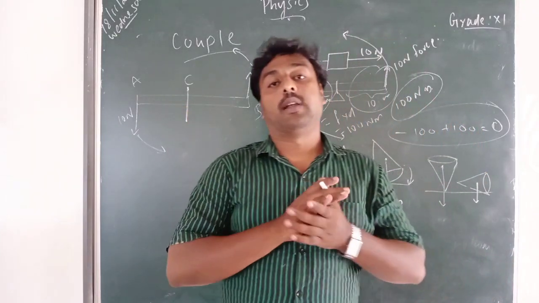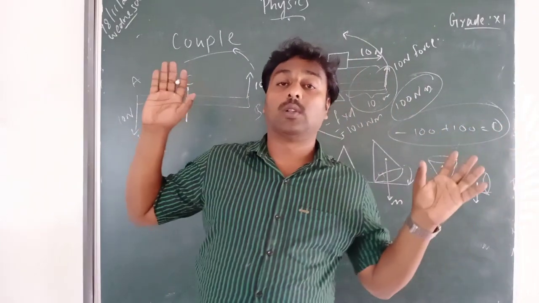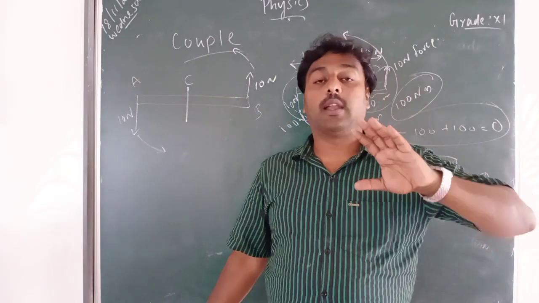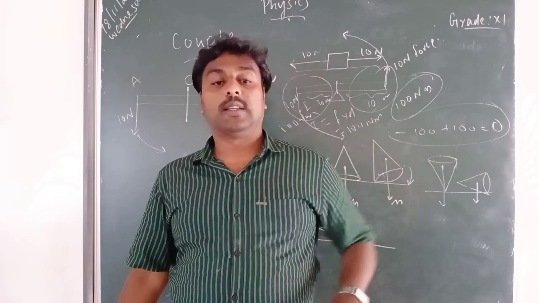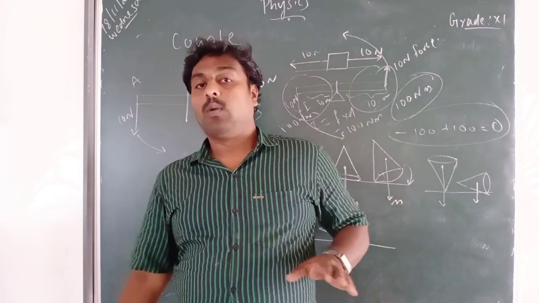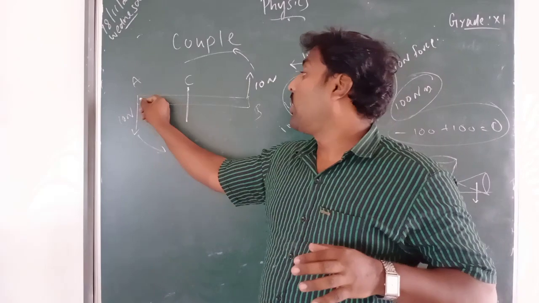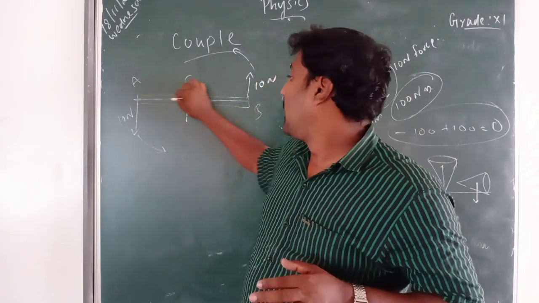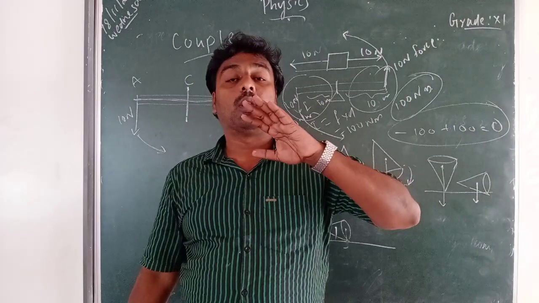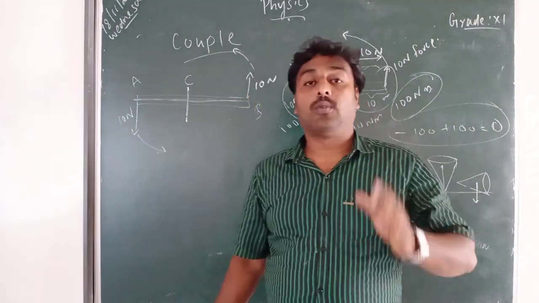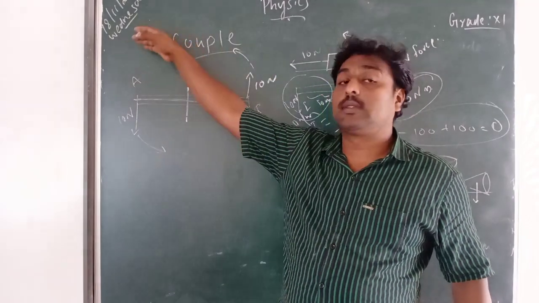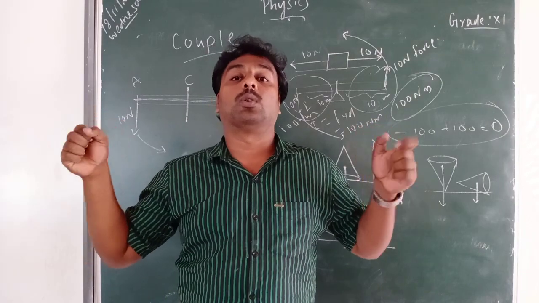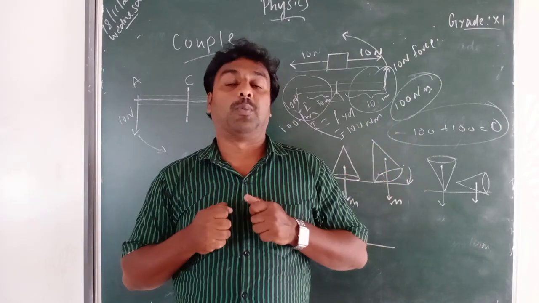There is a definition given in your textbook. A pair of forces, equal in magnitude and acting in opposite directions, producing a turning effect. The lines of force do not coincide, but the two forces cause a turning effect. A pair of forces causing a turning effect is what we call a couple.